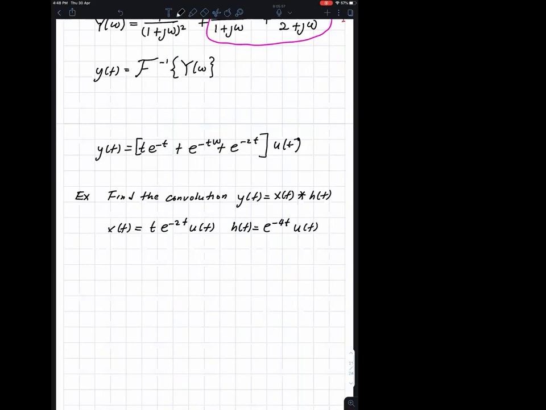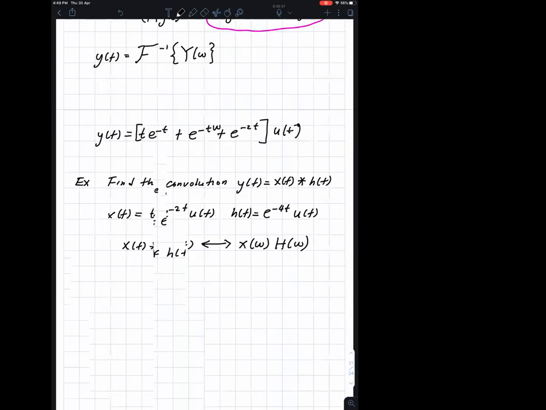Okay, convolution in time domain, we told you earlier, right? Convolution in time domain is equivalent to multiplication in frequency domain. So therefore, to solve this problem, I have to do Fourier transform to convert everything to frequency domain.